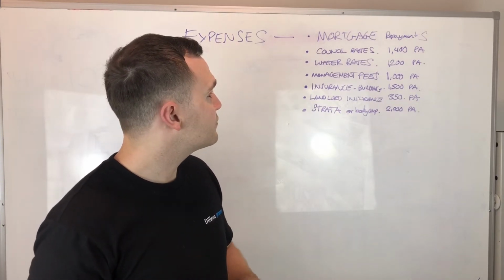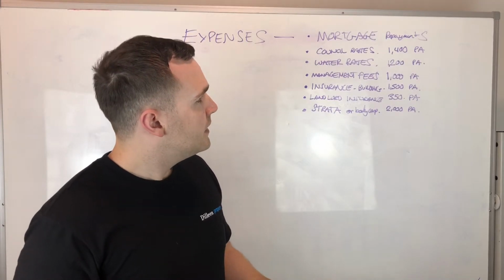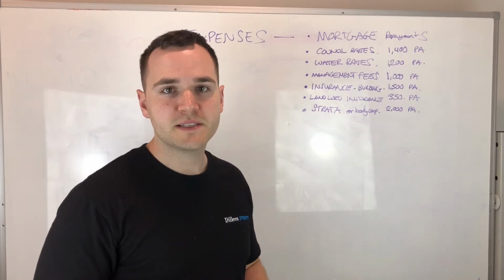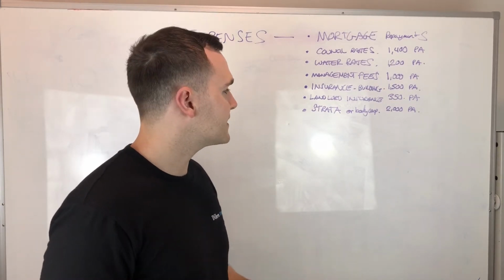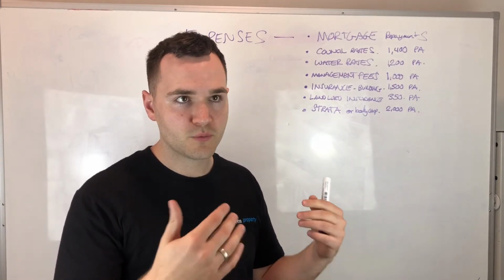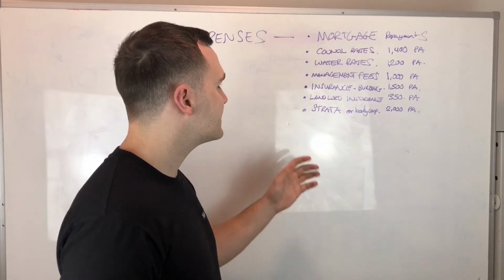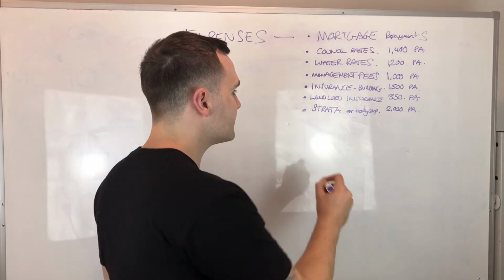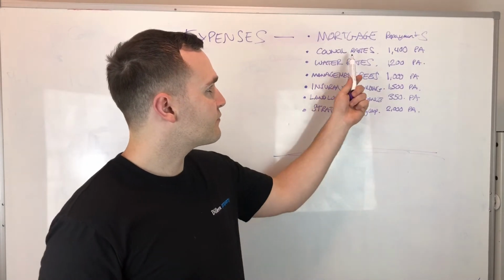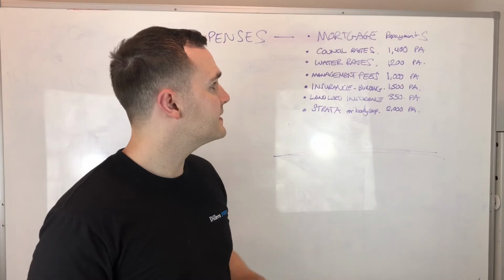So mortgage, council rates, water rates, management fees, insurance, strata. Other things to include, which we won't go through today, are miscellaneous expenses such as repairs, and times when there's no tenant in the property. This is the ongoing fees for actually holding a property. Once again, these are just rough numbers, and this is per annum.